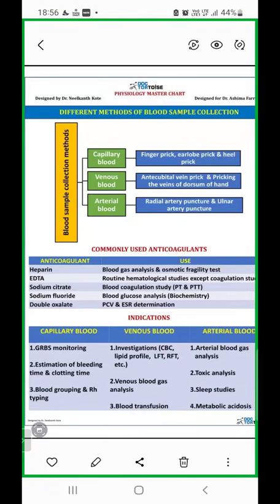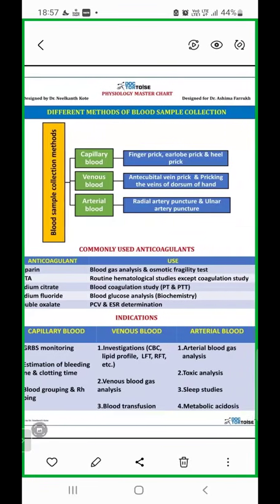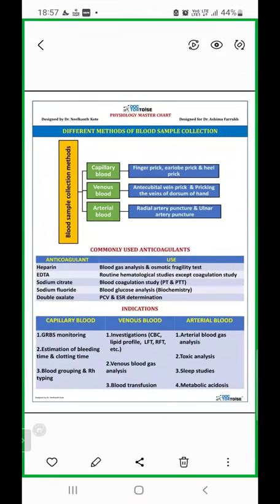So, I will just summarize the indications of the various kinds of blood: capillary blood, venous blood, and arterial blood. Capillary blood is used in bedside glucose or RBS monitoring, for the estimation of bleeding time and clotting time, and blood grouping and Rh typing.